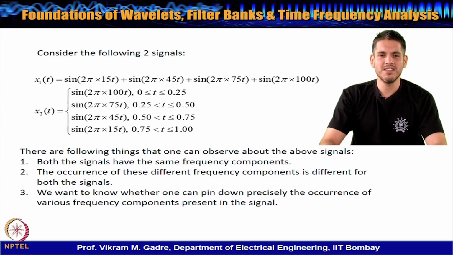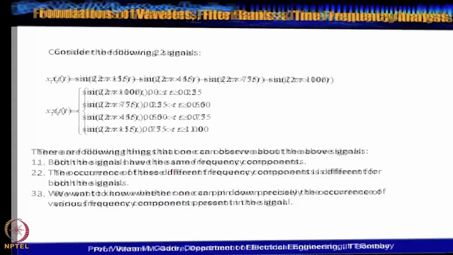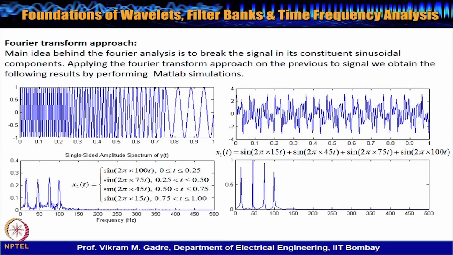So one can easily notice a few points. Both the signals have the same frequency components. The occurrence of these different frequency components is different for both the signals. Now, what we want to know is the precise occurrence of these frequency components that are present in the signals. Let us begin with Fourier analysis and see if Fourier analysis can achieve this goal or not.